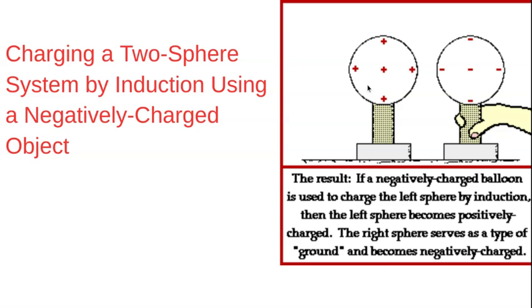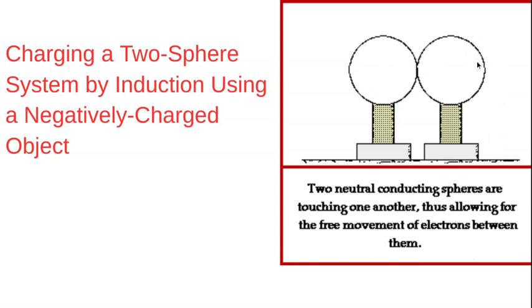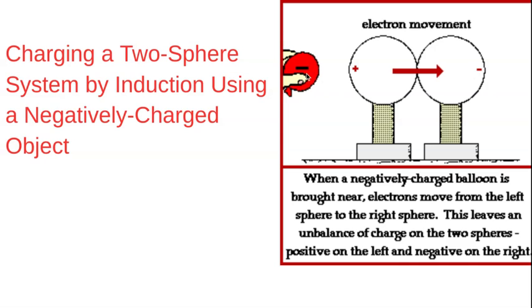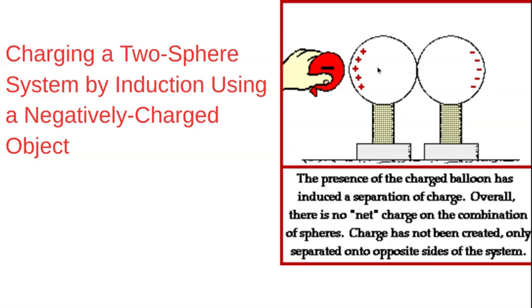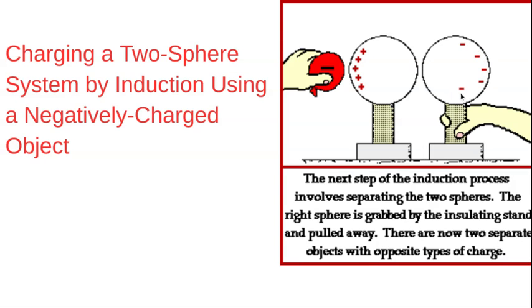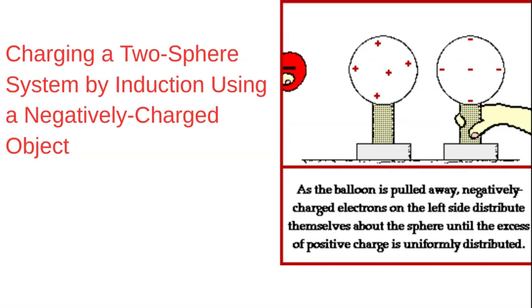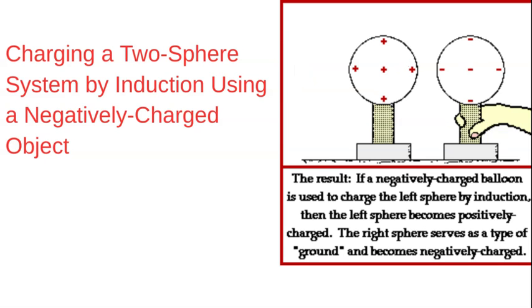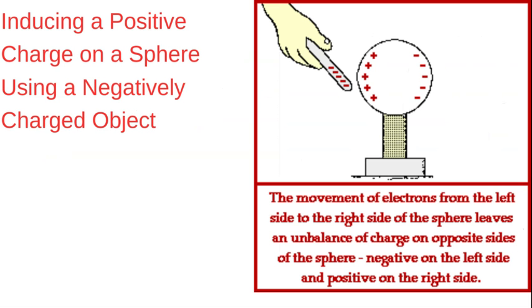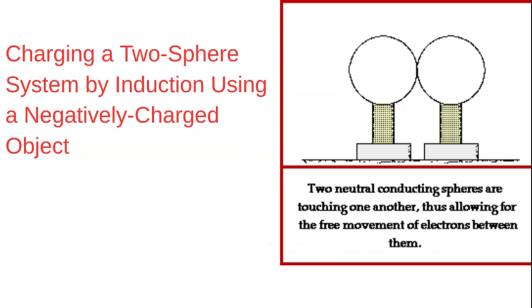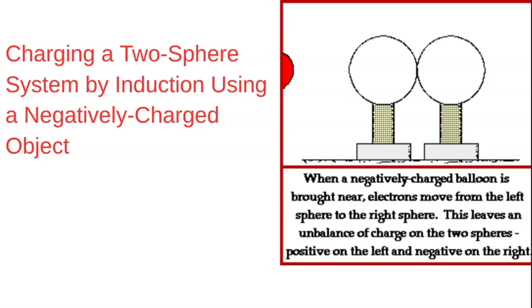We use the negatively charged balloon to push the electrons into the second sphere. So again, the negatively charged balloon polarizes the group of them. Electrons move to the right sphere from the left sphere. So here we move them apart, and the right sphere is now negative, leaving the left sphere positive. Notice both in this case and the previous case, nothing flowed between the charged rod in this case and the balloon in this case here.